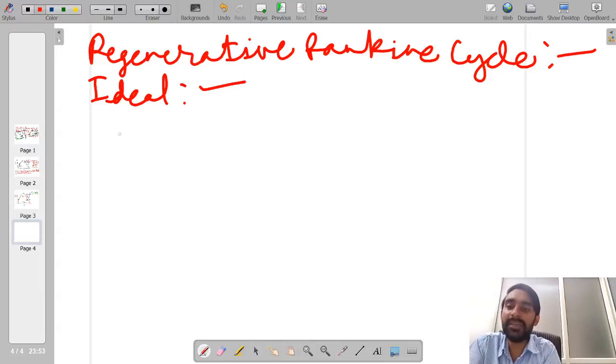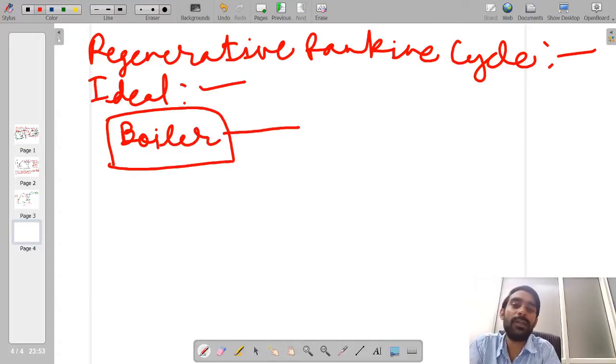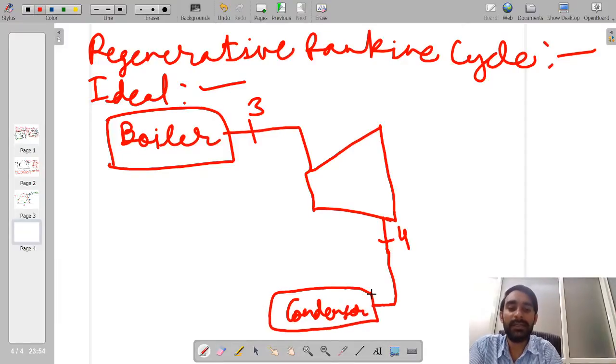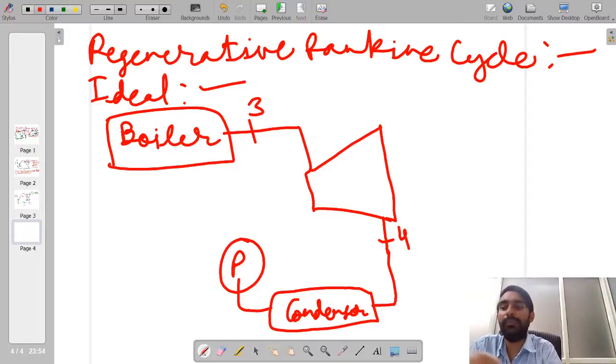So in case of an ideal regenerative cycle, let us consider this is our boiler. After the boiler we have steam at state number 3, then we have the expansion of the steam in our turbine. Say this steam has expanded from state number 3 to state number 4, then we have our condenser over here, and then after the condenser we have our pump.